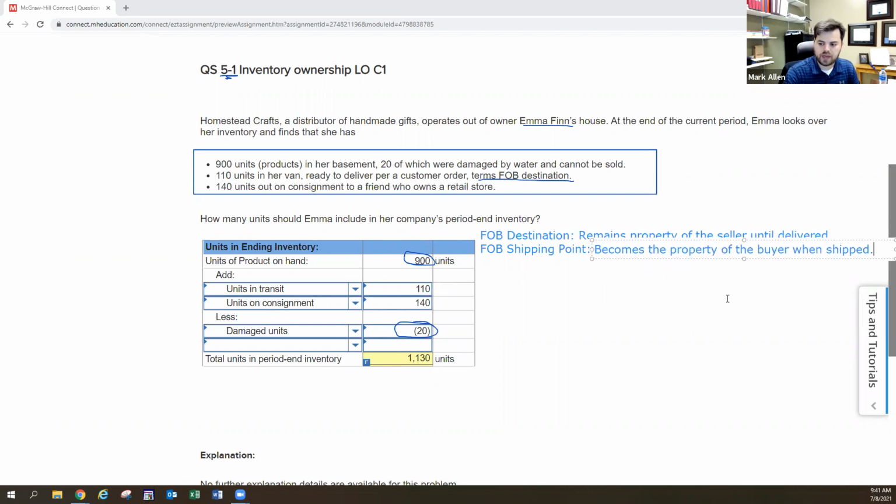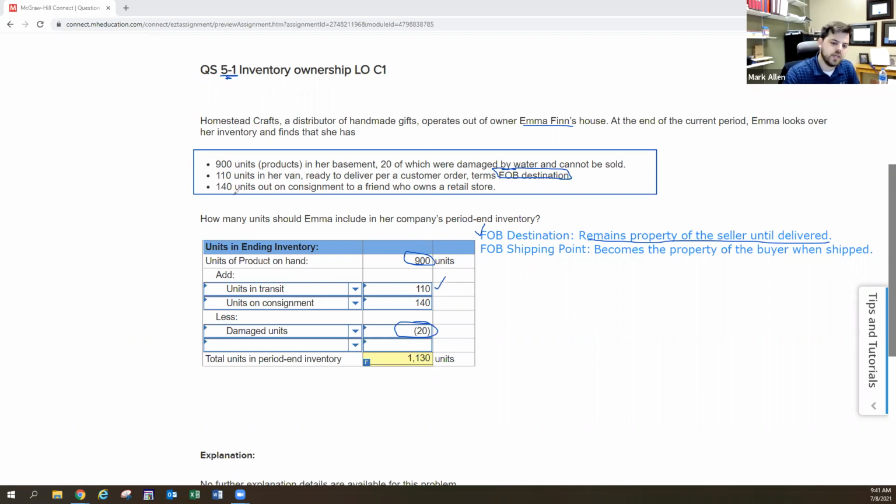We're being kind of reminded of the shipping terms that we first saw back in Chapter 4. And remember, then I told you it would be very important that you remembered those. And that's because, at least in this chapter, also in Chapter 5, where we deal a lot with inventory, we're certainly going to be seeing those terms popping up a few more times. So in this case, we have FOB destination. So this remains the property of the seller until delivered. And if this is in her van, in her driveway, presumably, it hasn't arrived at the destination. So those units are considered units in transit. And because of the shipping terms, notice, right? Because of the shipping terms, those units remain counted in her inventory.